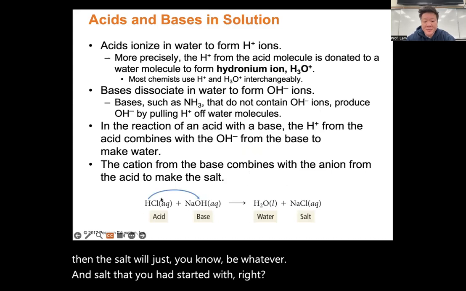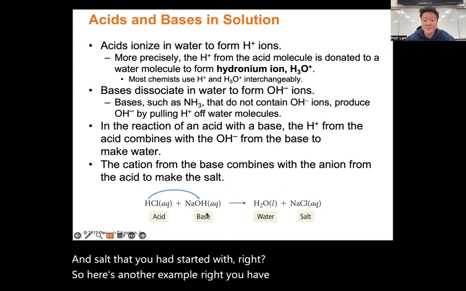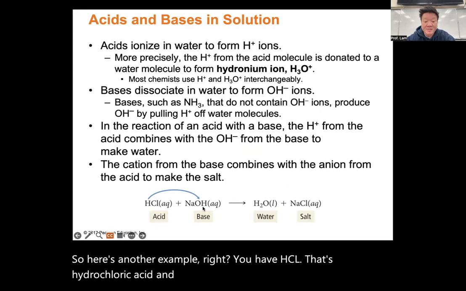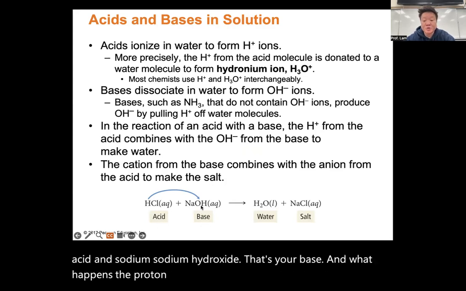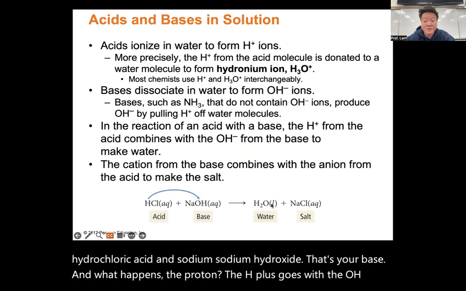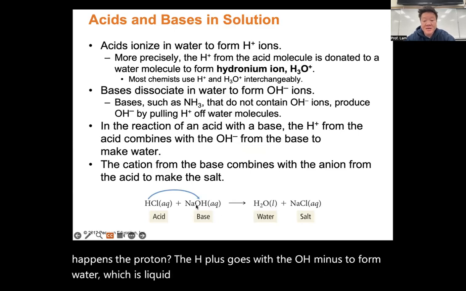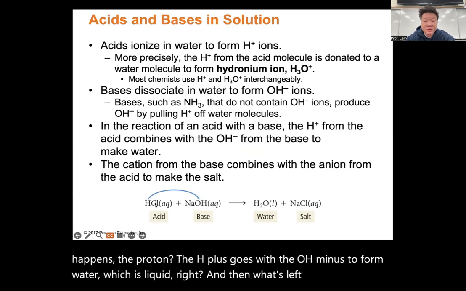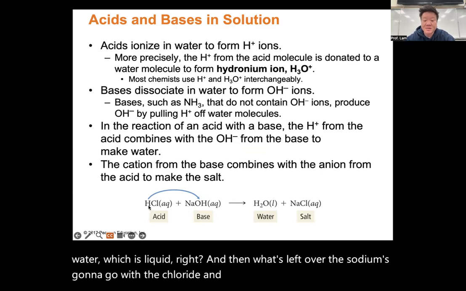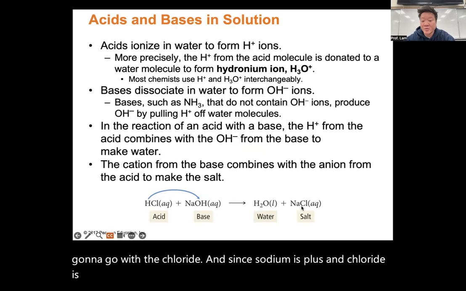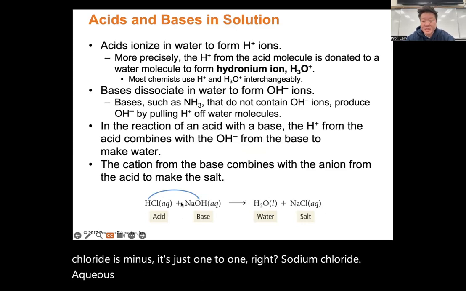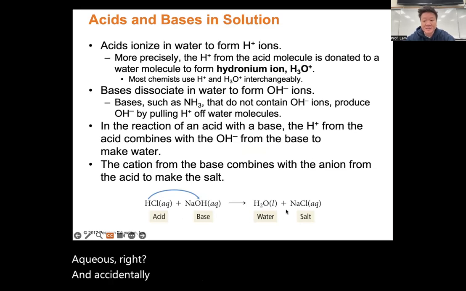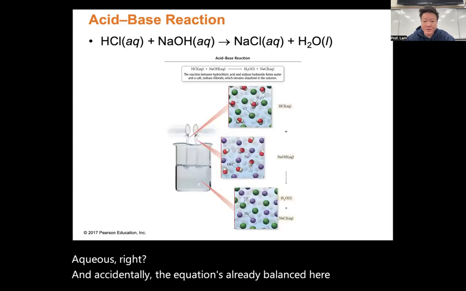So here's another example, right? You have HCl, that's hydrochloric acid, and sodium hydroxide, that's your base. And what happens? The proton, the H plus, goes with the OH minus to form water, which is liquid, right? And then what's left over? The sodium is going to go with the chloride. And since sodium is plus and chloride is minus, it's just 1-to-1, right? Sodium chloride aqueous, right? And subsequently, like accidentally, the equation's already balanced here, right? And so we're good. Okay.